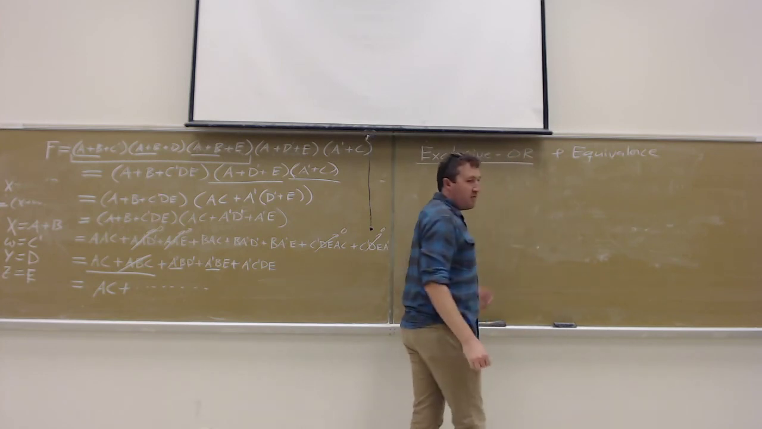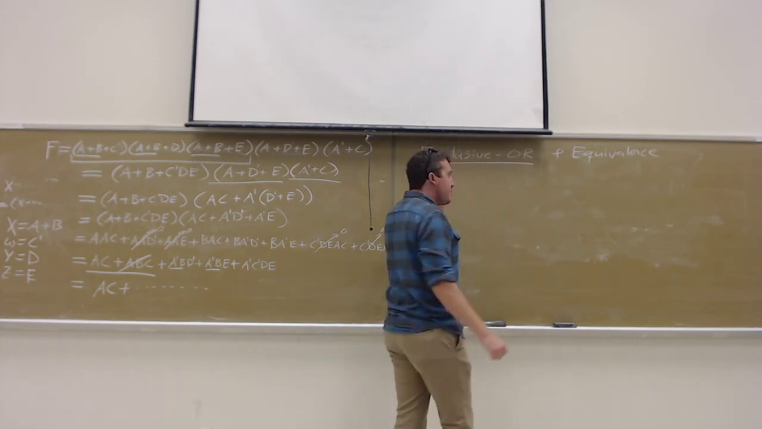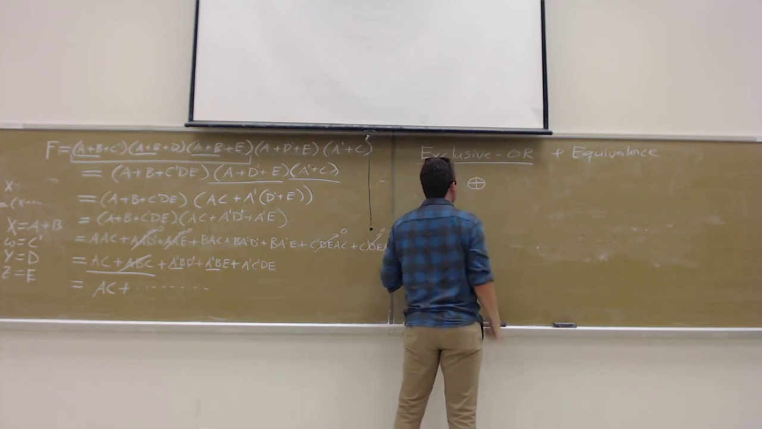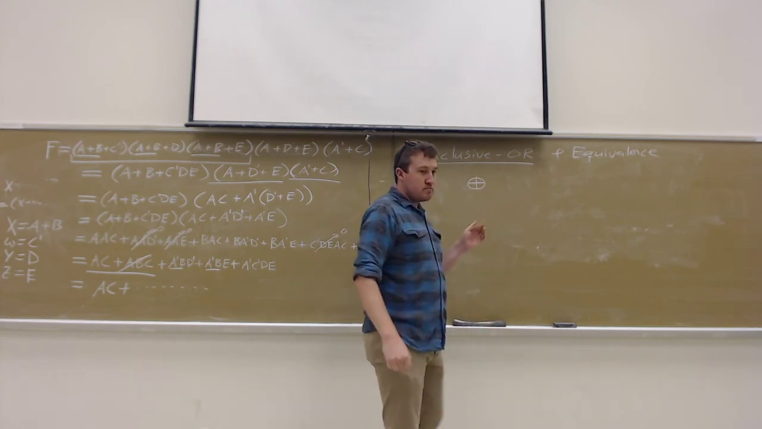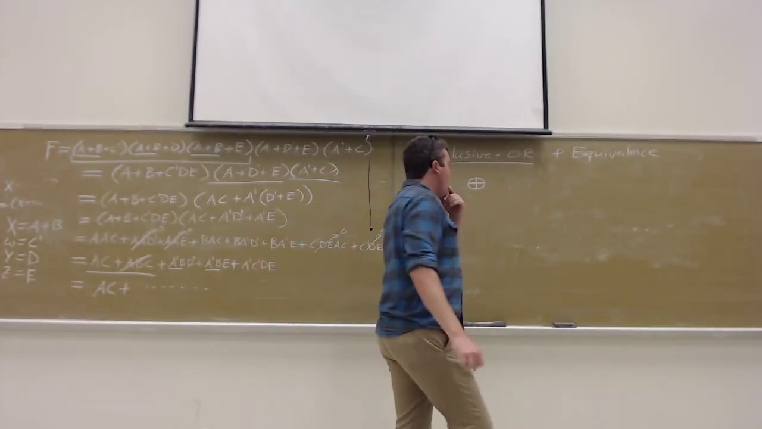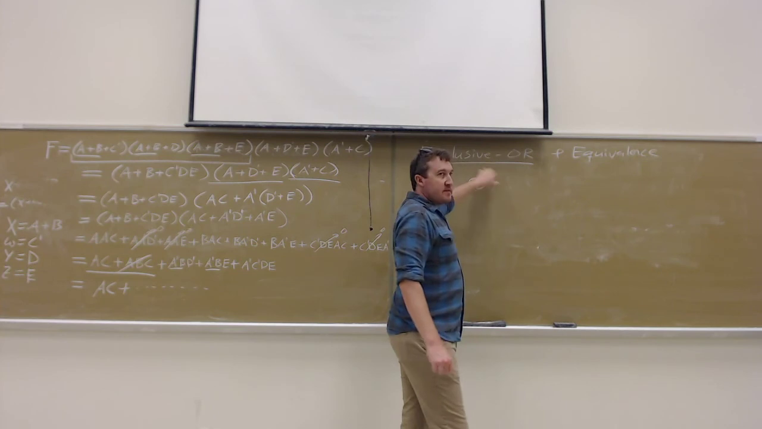Let's talk about exclusive OR first. The symbol for exclusive OR is a little crosshairs, a circle with a cross drawn through it. Who knows what exclusive OR means?